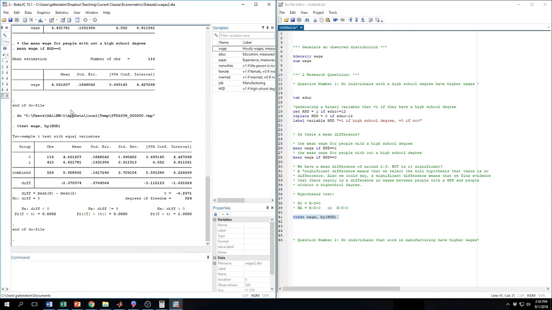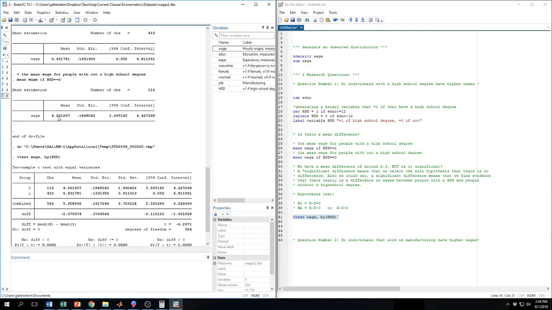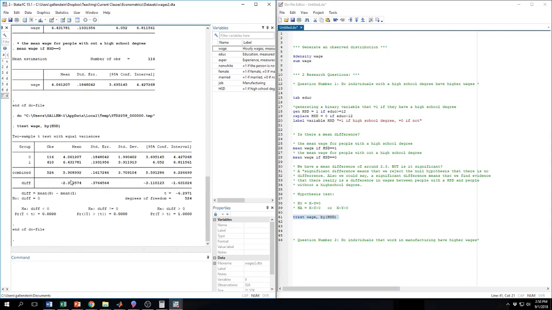All right, this is the mean. This is the same as we see up here. So this nice line of code generates the same thing that we had up here. We didn't have to run the mean command separately. We could just run the t-test and it'll give us the mean. Now here, this is the mean for the people that do have the high school degree. The mean for the people that do have the high school degree is 6.4, just like we saw above. The mean for the people without a high school degree is 4.06, 4.1, just as we found before.